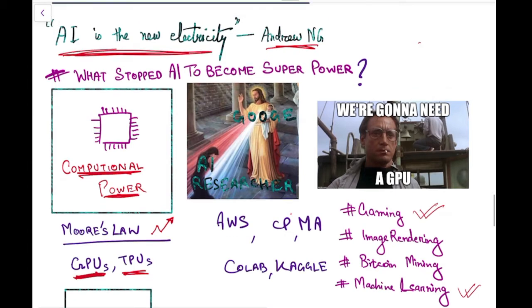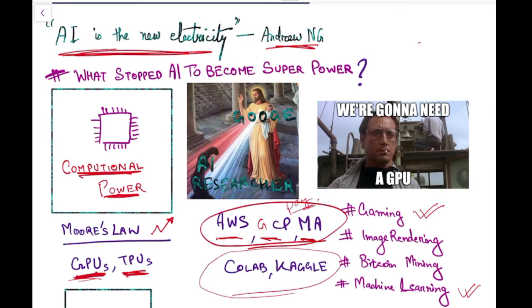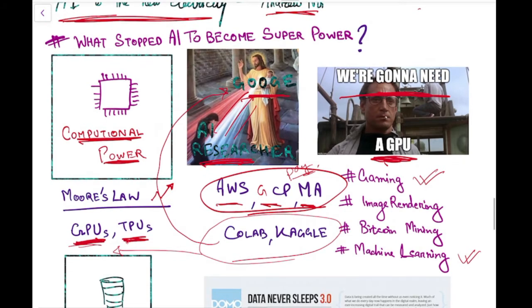So if you don't have GPUs in your computer, or TPUs, then don't worry, you can access them using AWS, GCP, or Microsoft Azure. This you have to pay for. And if you don't have money, then also don't worry, because you have Colab and Kaggle, which offer free GPUs. So that's why Google is blessing all the AI researchers. For artificial intelligence, we need GPUs; we can't do training on CPUs. So with the free GPUs, now everyone can actually do research in this field.